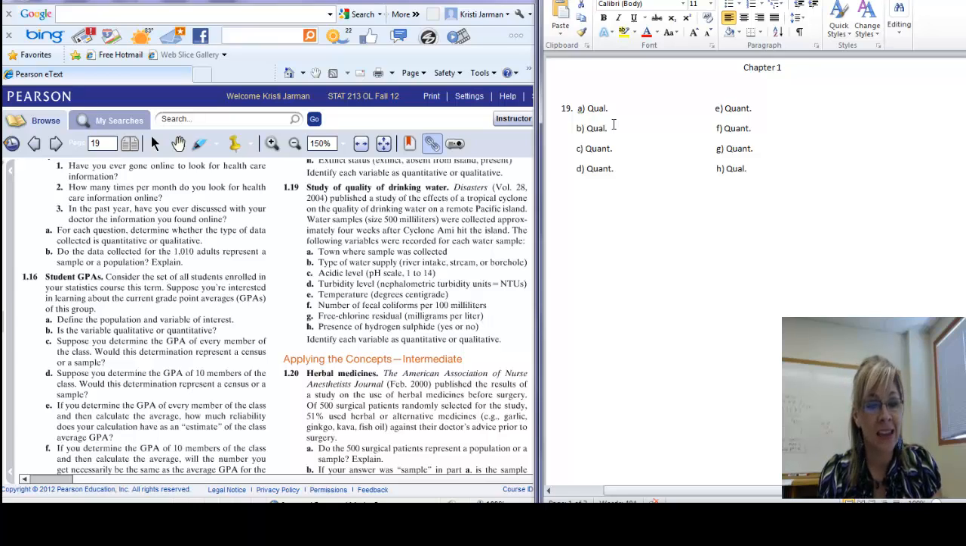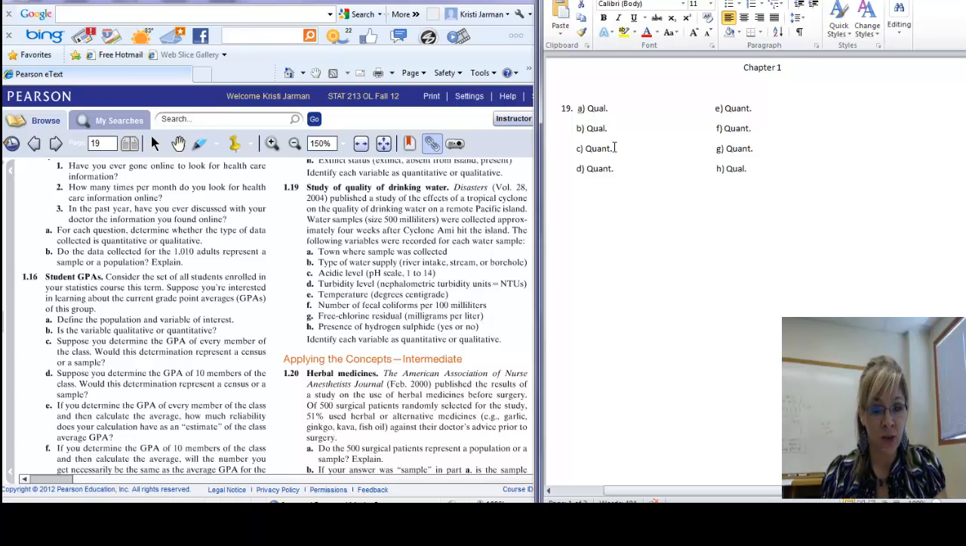Part C, acidic level, pH scale, 1 to 14. They just gave us units of measurements. That was a great big key. And they also gave us a naturally occurring numerical scale, 1 to 14. So definitely quantitative for our acidic level.